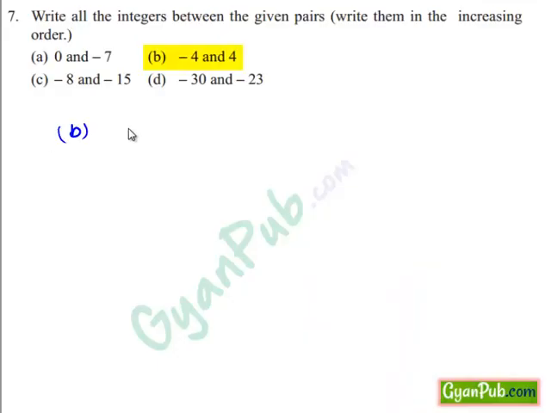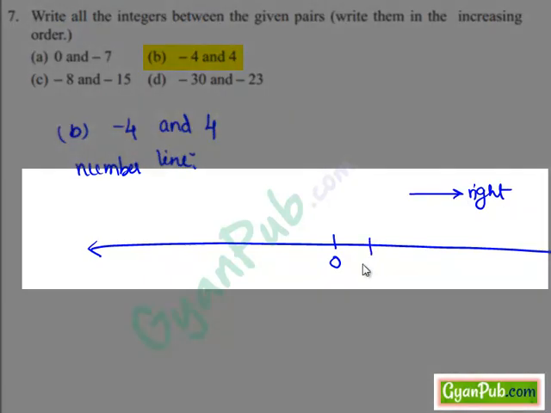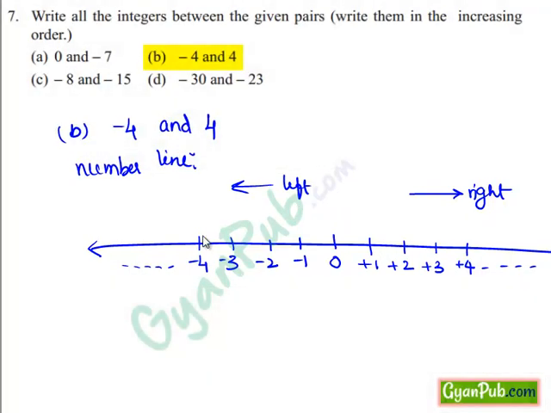Take down the B bit, minus 4 and 4. To write integers between minus 4 and 4, we will draw a number line. We know that in the number line 0 is the middle value. Right side of 0 contains positive values plus 1, plus 2, plus 3, plus 4 and so on. Left side of 0 contains -1, -2, -3, -4 and so on. First, we will mark -4 and 4 on this number line.